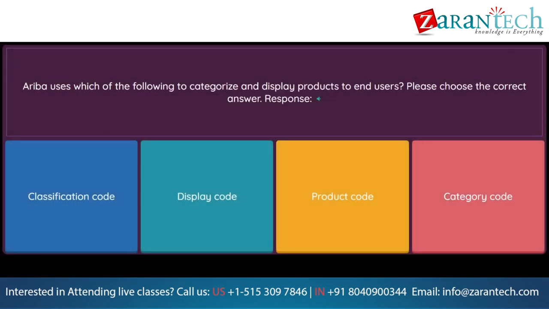Question: Ariba uses which of the following to categorize and display products to end users? Please choose the correct answer. Response: Option 1. Classification code. Option 2. Display code. Option 3. Product code. Option 4. Category code.